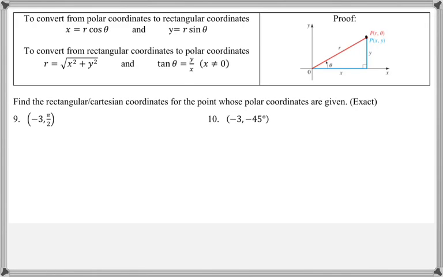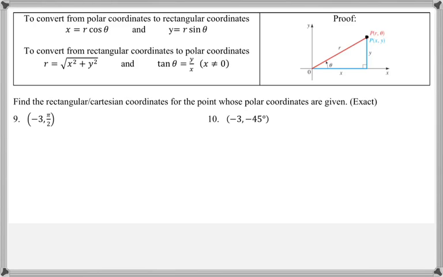So we can convert from polar coordinates to rectangular coordinates, and then also backwards from rectangular to polar. So x is equal to r cosine of theta, y is equal to r sine of theta, and then r is equal to the square root of x squared plus y squared, and tangent of theta is equal to y over x. And really the proof for these comes from the picture.